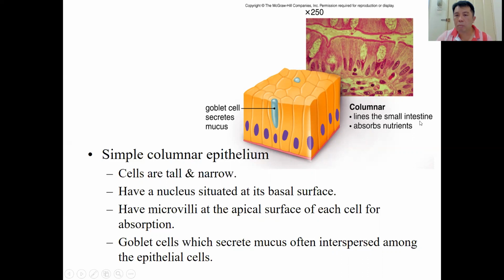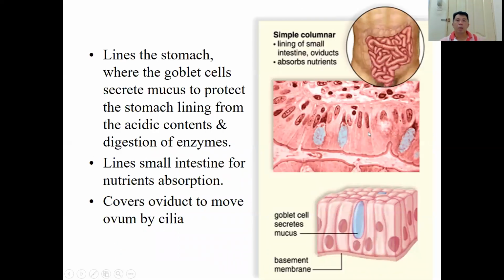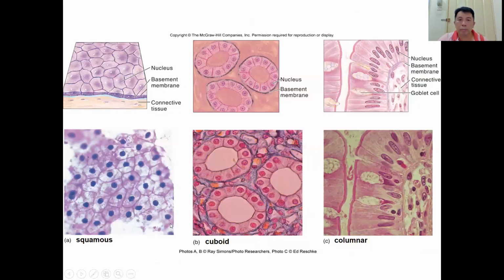So the columnar cells line the small intestine, the villus, where they have microvilli to absorb nutrients. These columnar epithelia also line the stomach, where the goblet cells secrete mucus to protect the stomach lining. They line the small intestine for nutrient absorption, and cover the oviducts to move the ovum by cilia. So this is the function and the locations.